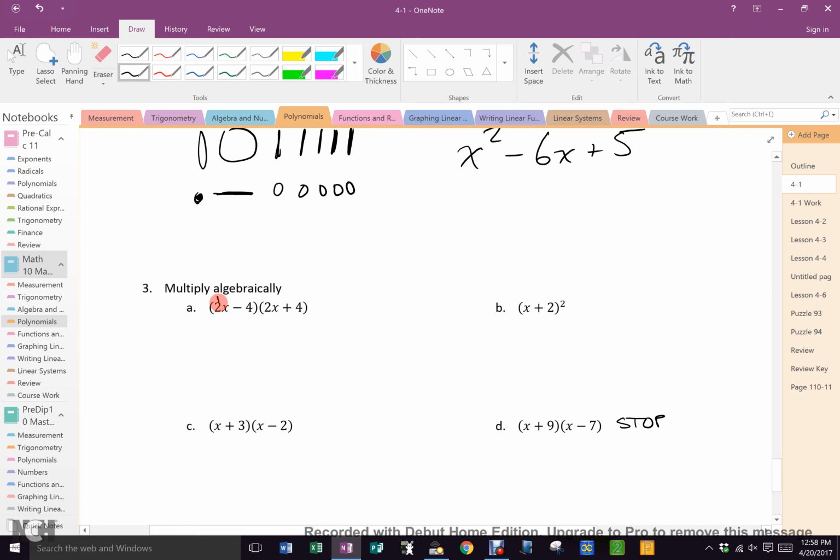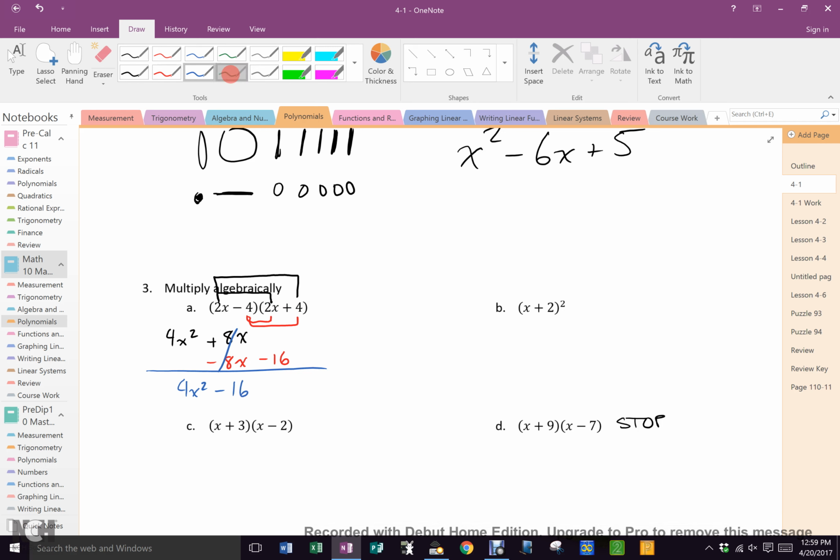So, first one, what's 2x times 2x? 4x squared. Then outside, 2x times 4. 8x. Then inside, negative 4 times 2x. Negative 8x. And last, negative 4 times positive 4. Negative 16. Then what do I do? Collect like terms. 4x squared. 8 minus 8 is what? 0, so they're gone. Minus 16. Cool? Everybody good?